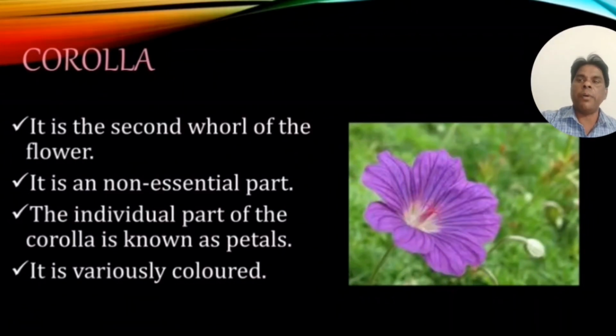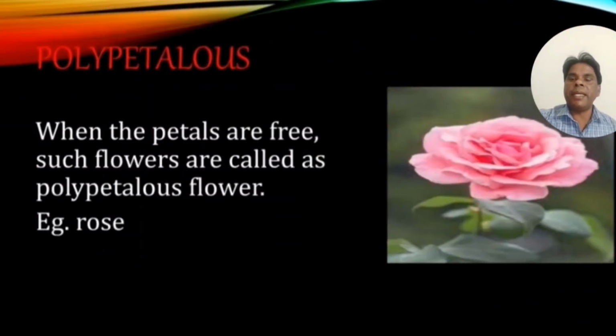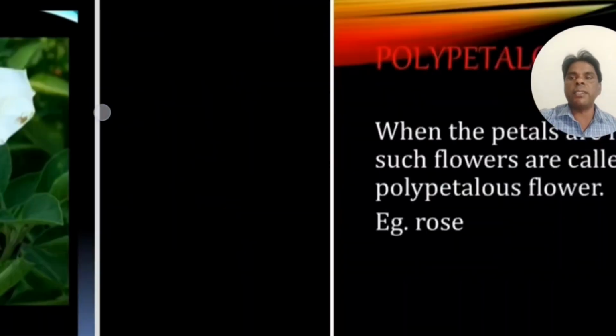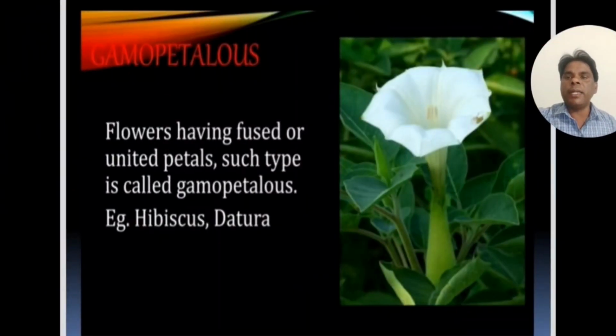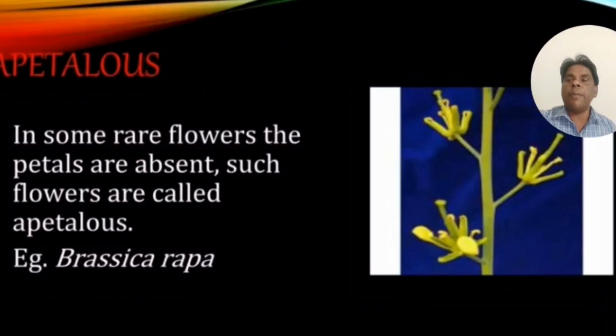Basically three types of corollas: polypetalous. When the petals are free, such flowers are called polypetalous flowers, example rose, you can see. And second one, gamopetalous, flowers having fused or united petals, such type is called gamopetalous, example hibiscus, datura, etc. You can see. And third one is apetalous. In some rare flowers, the petals are absent. Such flowers are called apetalous, example brassica rapa.